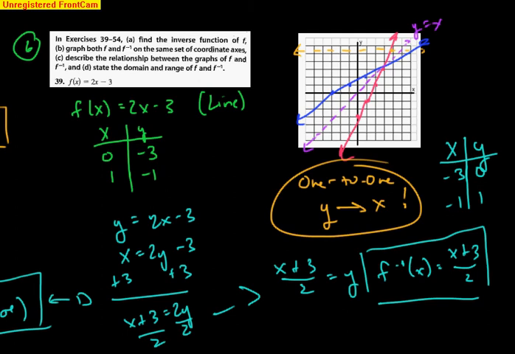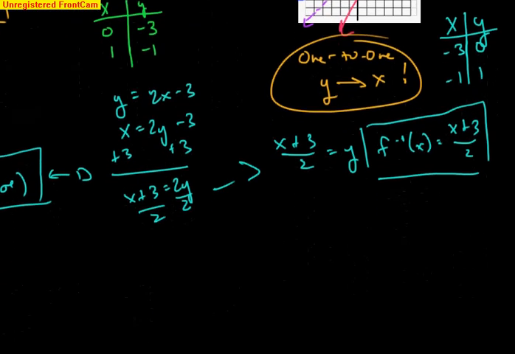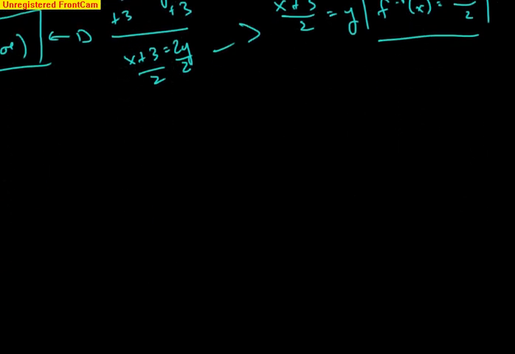Now the last thing, I know I'm running late, the last thing I want to do is verify that these two are inverses. Okay, we'll do that right here. So the original function, f of x, was 2x minus 3. The inverse function that we got is (x plus 3) over 2.